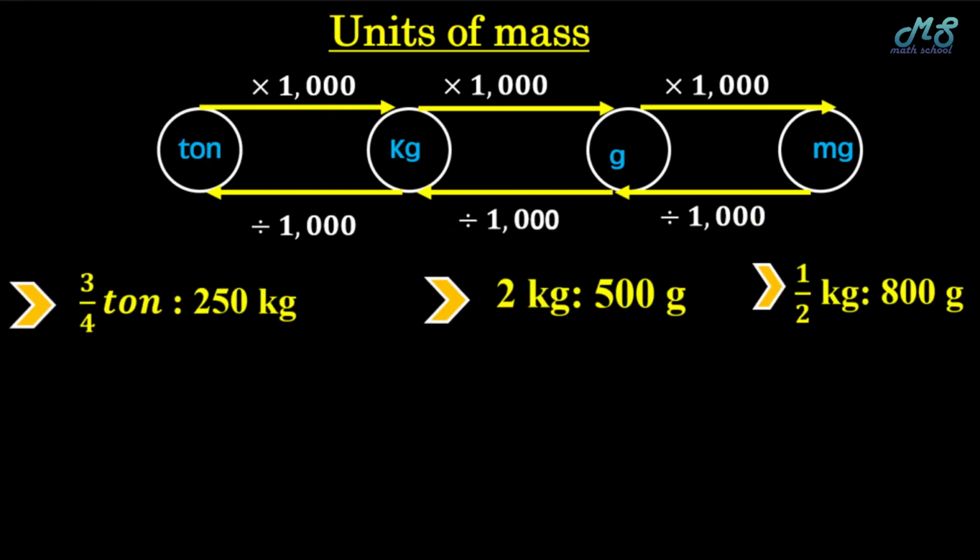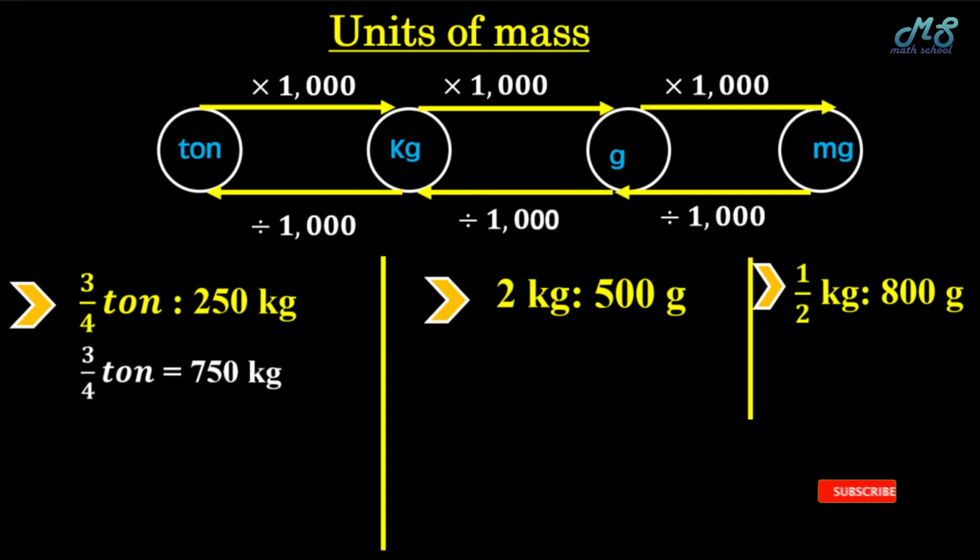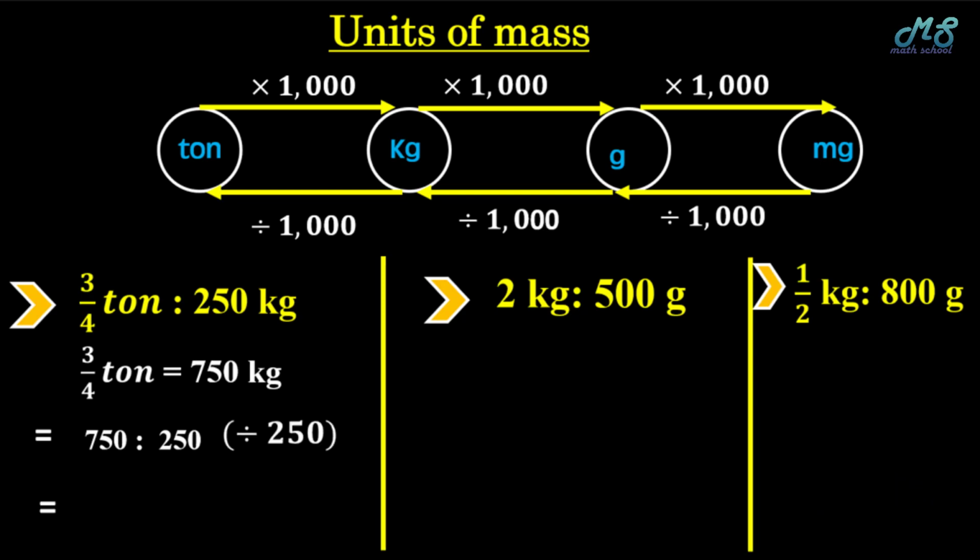For example, 3 over 4 ton to 250 kilogram. 3 over 4 ton equals 750 kilogram. Now the ratio equals 750 to 250. Dividing both sides by 250, it's easy to find, equals 3 to 1 in the simplest form.